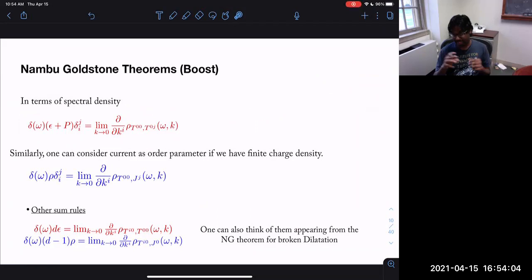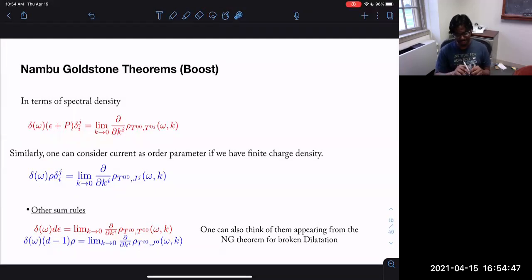Suppose you have an extra U1 or some extra current, then you can write down a similar kind of sum rule where instead of rho T00, you have rho T00JJ, where this is this extra current. Again, you can write down this sum rule and see that whatever appears on the left-hand side is related to the charge density rho instead of epsilon plus P. You can write down more sum rules. For example, you can think of sum rules appearing from the Nambu-Goldstone theorem for broken dilatation, which relates the spectral density for Ti0, T00, and Ti0, J0 with these quantities.